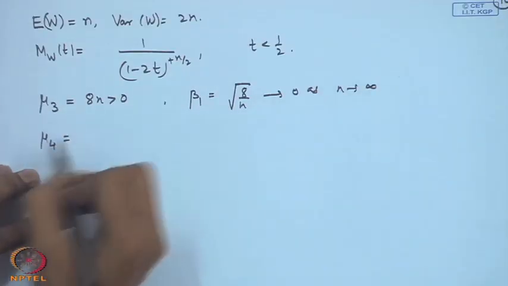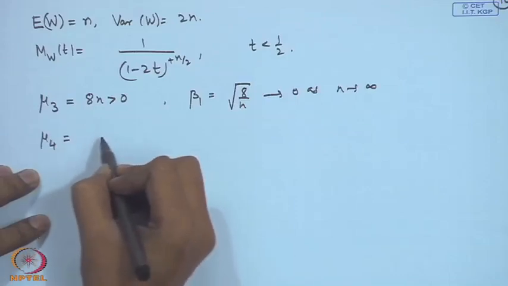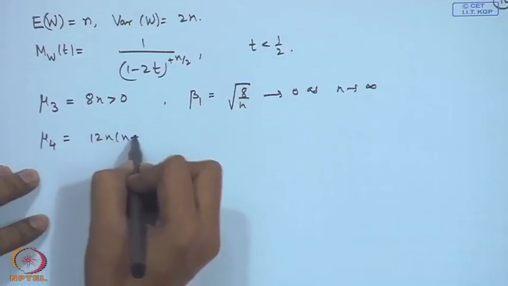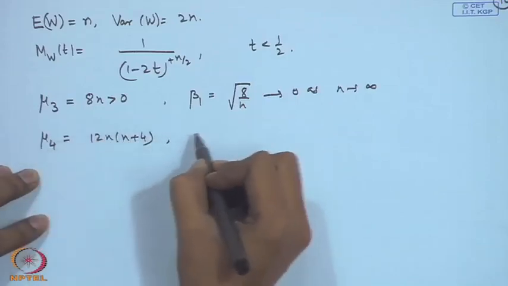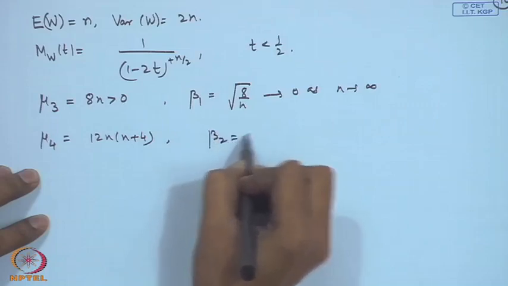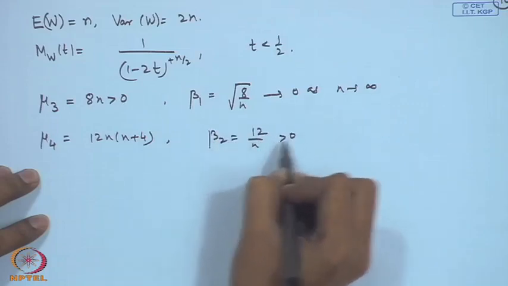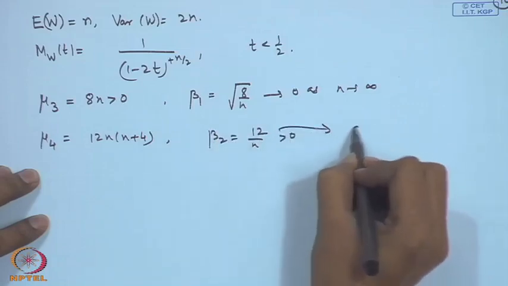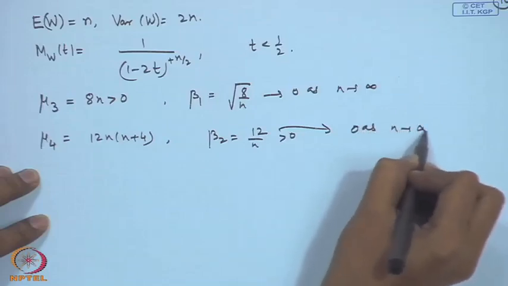So, you can also look at the measure of kurtosis, mu 4 is 12 n into n plus 4. So, beta 2 is equal to 12 by n, which is positive, but this goes to 0 as n tends to infinity.